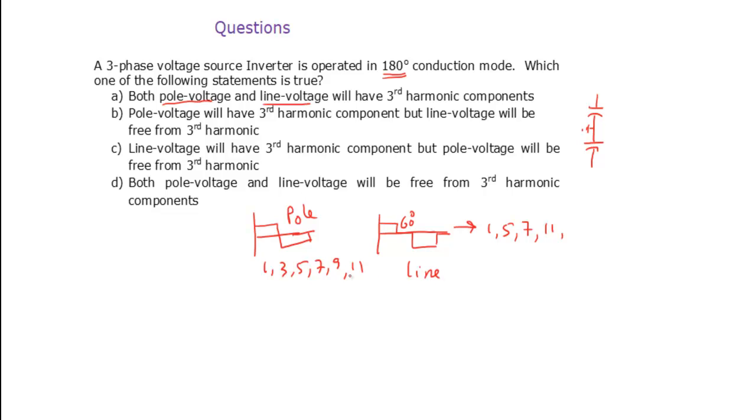So now we can see what the answer is. Pole voltage will have the third harmonic, but line voltage will not have that. That's why the answer is: pole voltage will have the third harmonic, but line voltage will not. That means this is the answer.